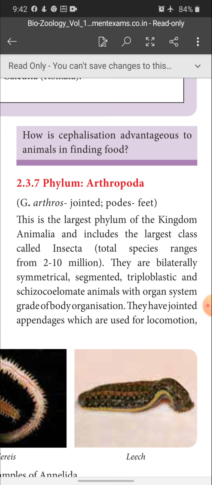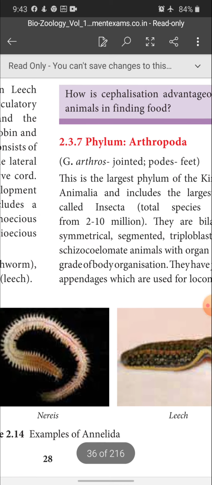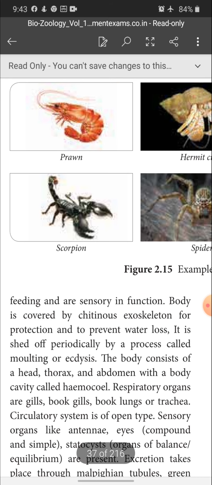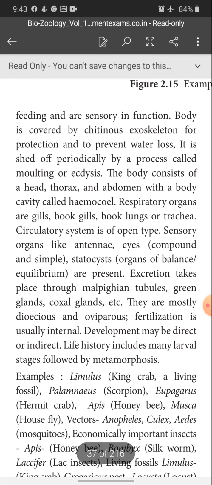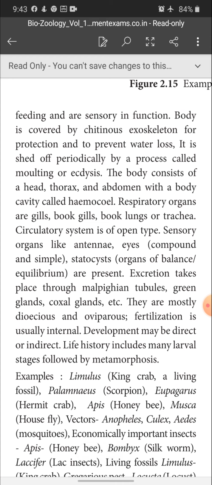They are bilaterally symmetrical, segmented, triploblastic and eucoelomate animals with organ system grade of body organization. They have jointed appendages which are used for locomotion. Okay, children, this is a peculiar character of this phylum, that is, possessing jointed appendages, a peculiar character which is present in the phylum Arthropoda. Feeding or sensory in function, body is covered by chitinous exoskeleton for protection and to prevent water loss.